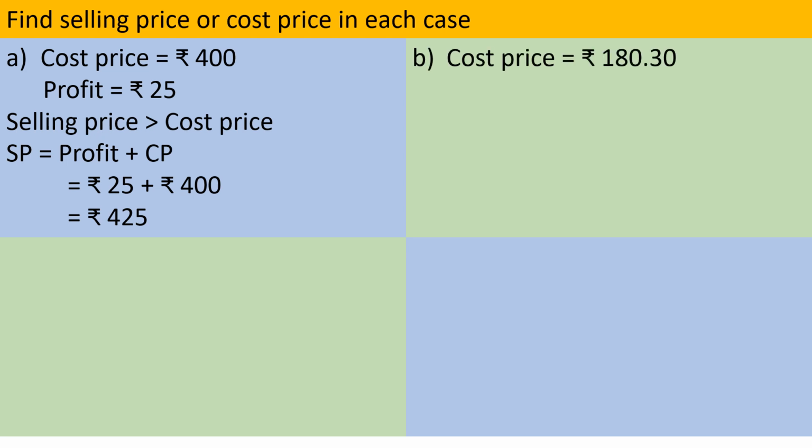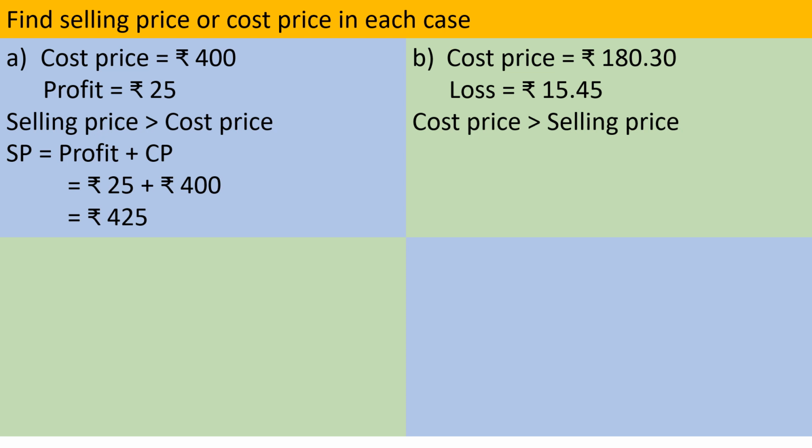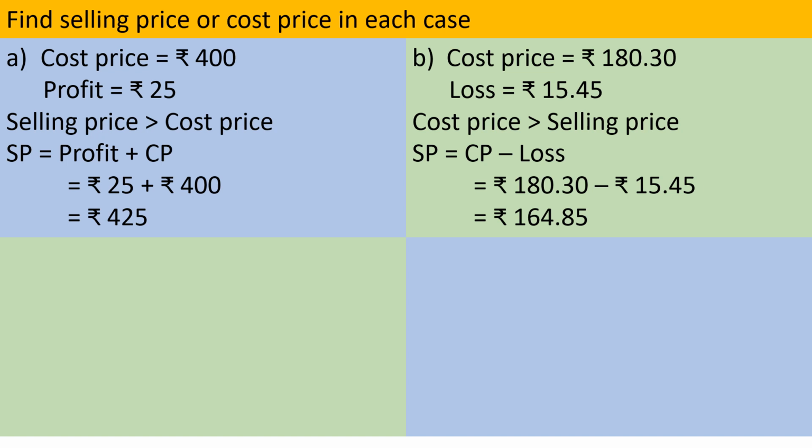Let us do one more question. Here cost price equals rupees 180.30 and there is a loss of rupees 15.45. If there is a loss, just understand this: it means selling price is less than cost price. That's why there is a loss. So how will we find the selling price? Just subtract the loss from the cost price, it means CP minus loss. And what will you get? Rupees 164.85.